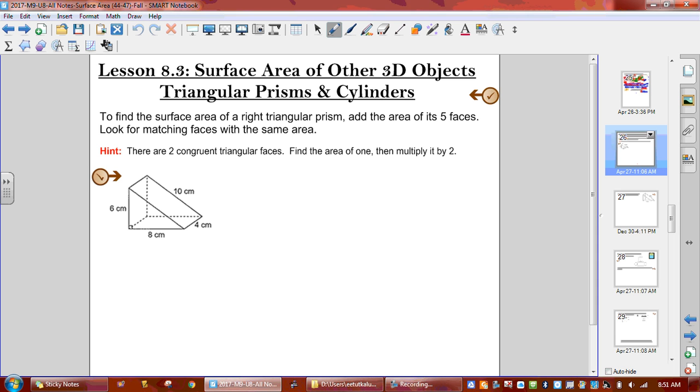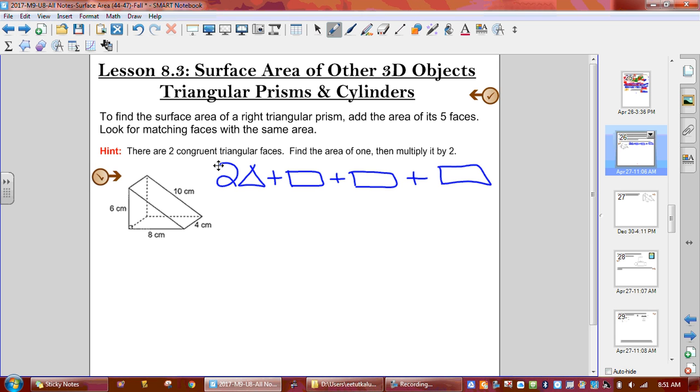So the triangular prisms are always like this. They have two triangles and three rectangles. And the rectangles are all different sizes. Okay? So we've got a rectangle on the back, and then we've got a rectangle on the bottom, and then we've got the diagonal slanted rectangle coming down, okay?